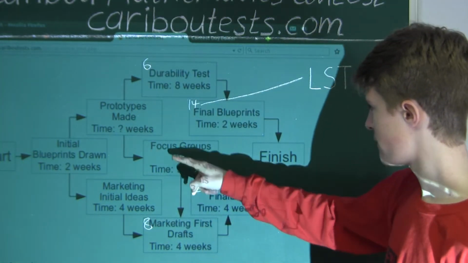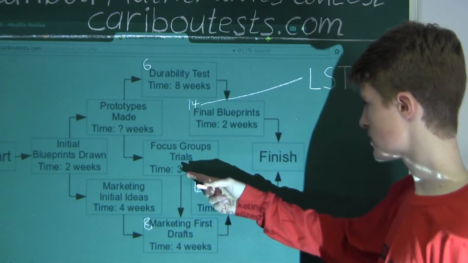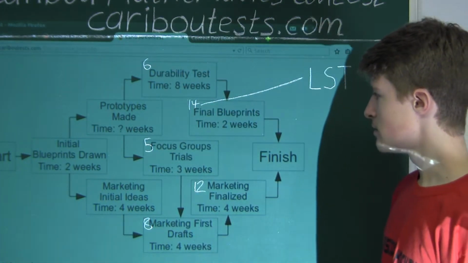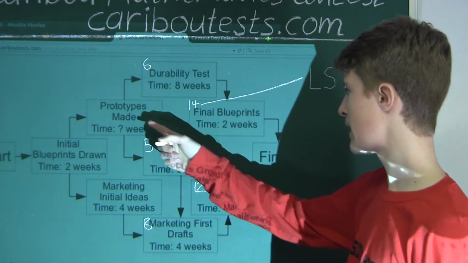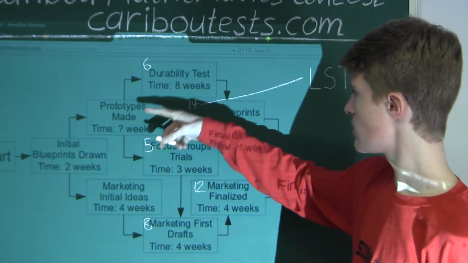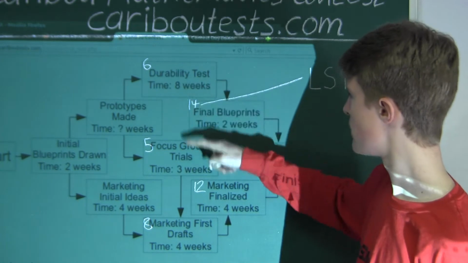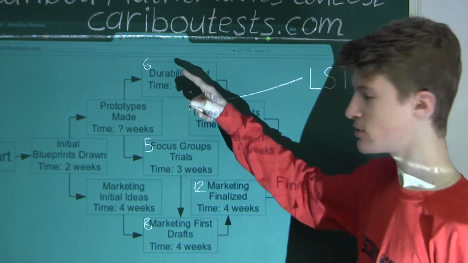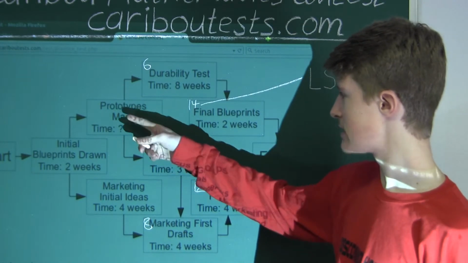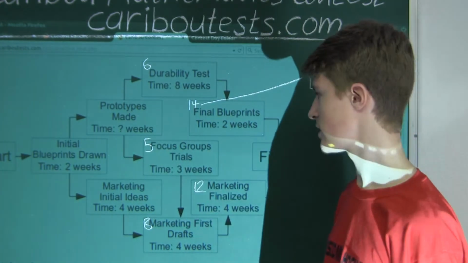Okay, and now we will go to focus groups trials because that's one step before this. So 8 minus 3 is 5, so the latest starting time for focus groups trials is 5 weeks. Now we know that these two steps are both dependent on this step. So therefore, for the latest finish time for this, we must look at the minimum for both of these steps, because this must be finished before both of these steps can be started. So the minimum of those two latest starting times is 5, because 5 is smaller than 6. So therefore, the latest finish time for prototypes made is 5 weeks. So it cannot be finished after 5 weeks.